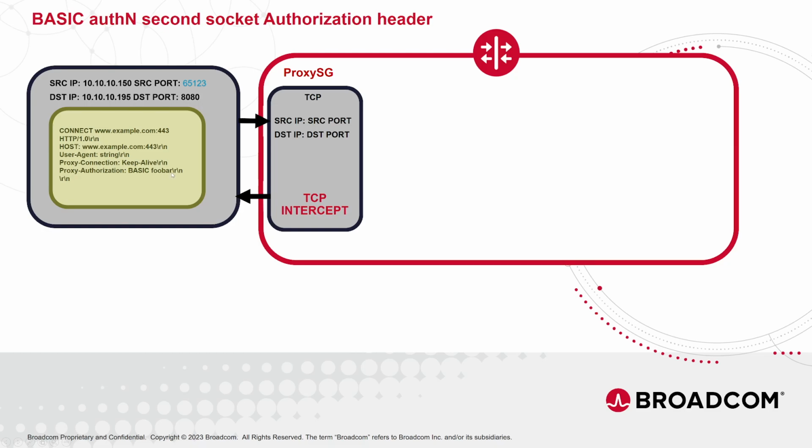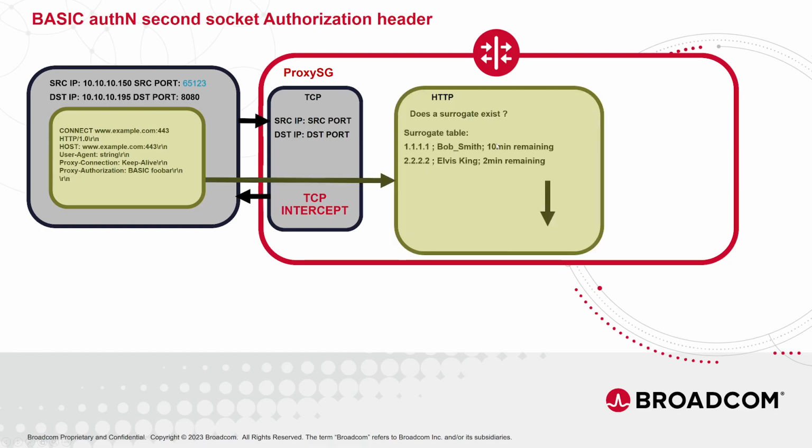And the full bar string here represents the base64 encoded user:password. And that gets sent to the proxy. Proxy again checks: do I have a surrogate? No, I do not for this IP. So no surrogate exists. I need to authenticate.